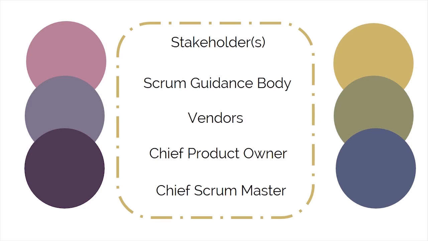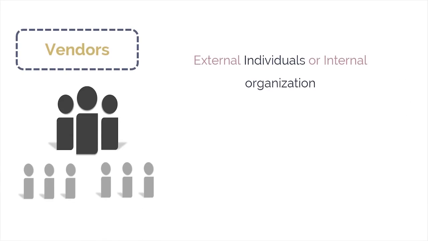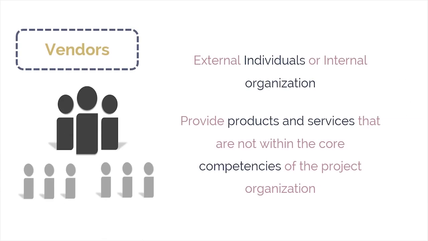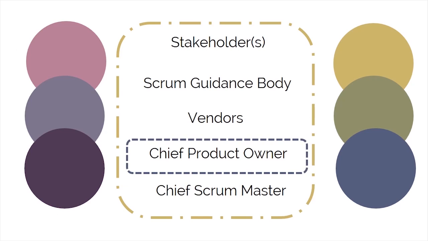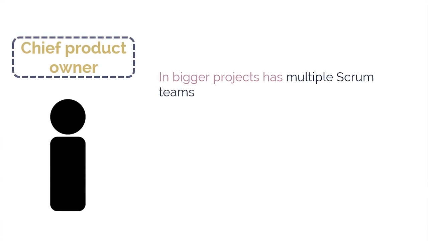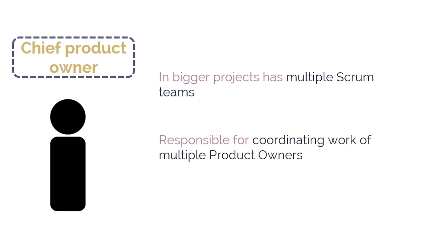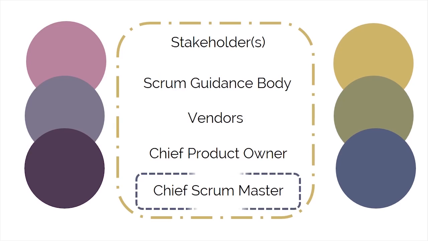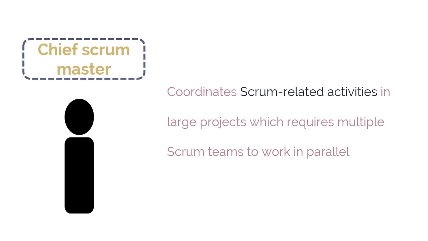The next non-core role is played by the vendors. They include external individuals or internal organizations that provide products or services that are not within the core competencies of the project organization. The Chief Product Owner is another non-core role. This role is relevant for large projects that have multiple Scrum teams. The Chief Product Owner is responsible for coordinating the work of multiple product owners. The last non-core role is the Chief Scrum Master, who is responsible for coordinating Scrum-related activities in large projects that may require multiple Scrum teams to work in parallel.